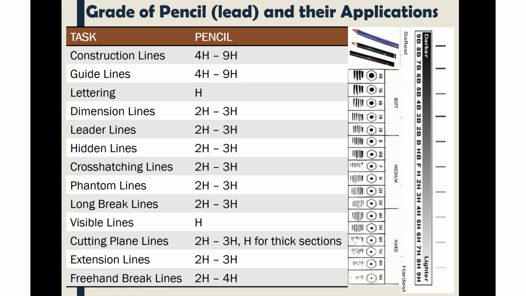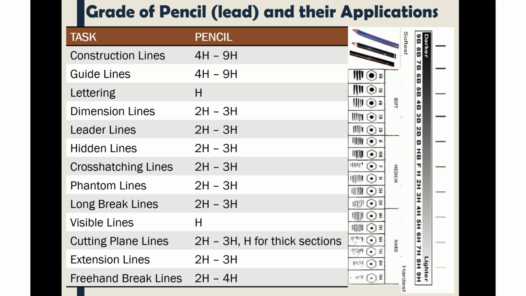All right, then we have the cross hatching lines. The cross hatching lines are also as good as your hidden lines. So we use the 2H grade pencil for the cross hatching lines. We have the phantom lines. For the phantom lines we use a 2H grade pencil. The long break lines we use the 2H grade pencil also. Now you have the visible line. Your visible line is your outline. It is the object that is actually required for you to produce.